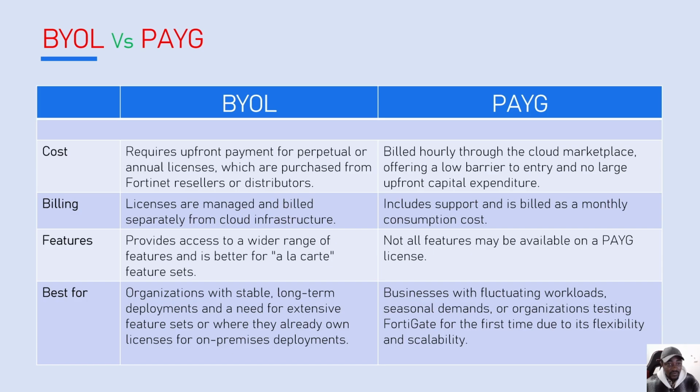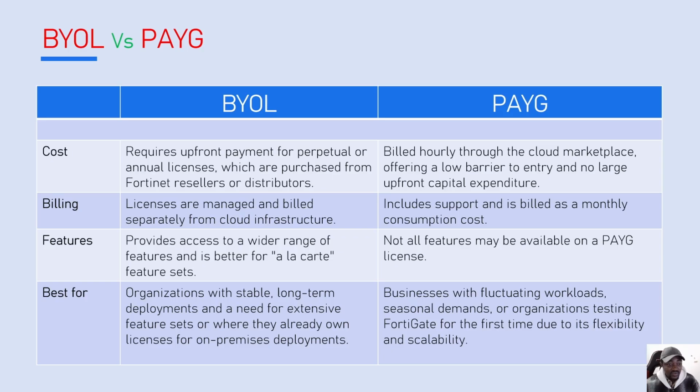cost. So for features, bring your own license provides you access to a wider range of features, and so you also have more feature sets that are available on this type of license. While on pay as you go, not all features will be available. We'll see this in detail in the next slide.